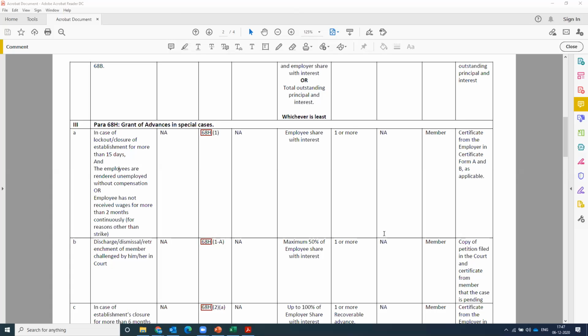There is a question in the chat box: suppose the company closed permanently, how should we withdraw the amount if they did not enter my bank account and Aadhaar? Means the KYC is not done for the employee and the company has closed permanently. In that case, you can apply for the withdrawal by filling the offline forms, by filling Form 19 or 10C. You can apply offline. There is no requirement to approach the company.